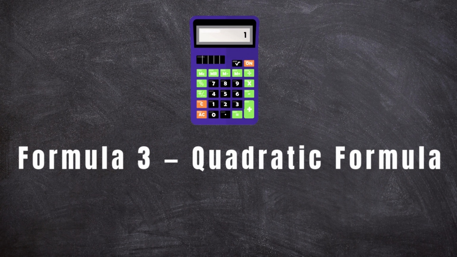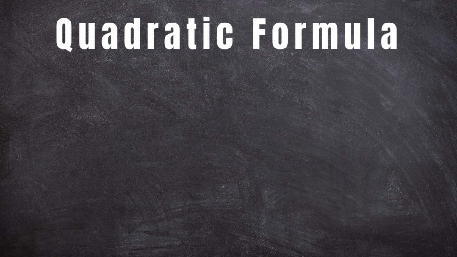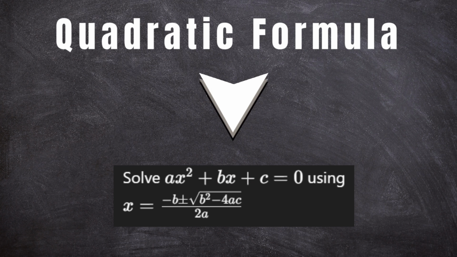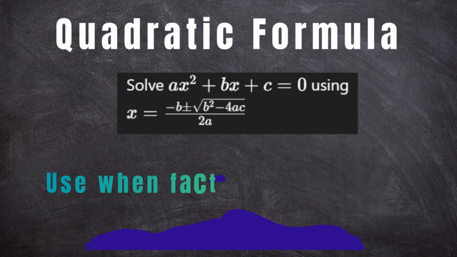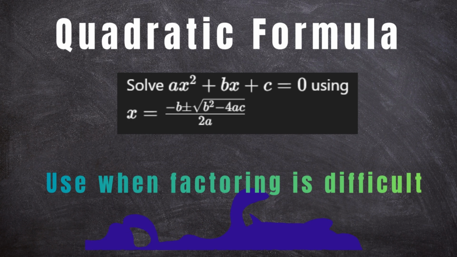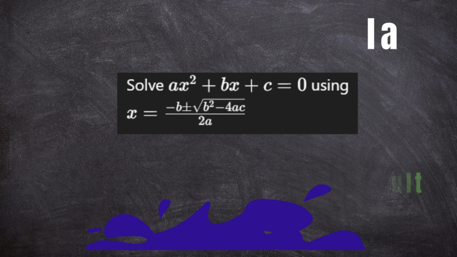Formula 3: quadratics, standard form, ax squared plus bx plus c equals 0. There are 3 main solving ways: factor, complete the square, or the quadratic formula. Quadratic formula: x equals negative b plus or minus the square root of b squared minus 4ac, all divided by 2a. Memorize this. It saves you.